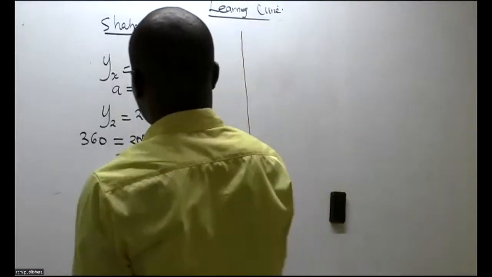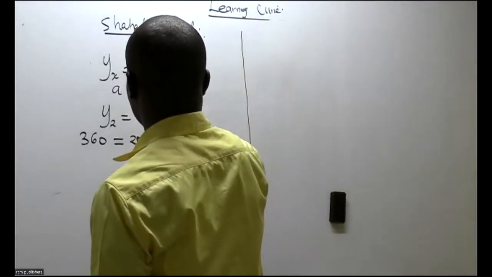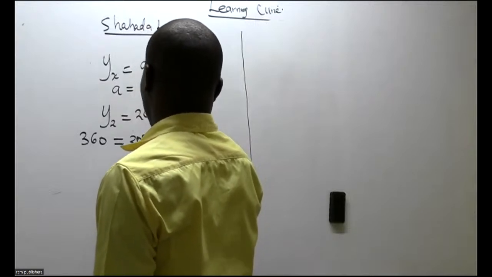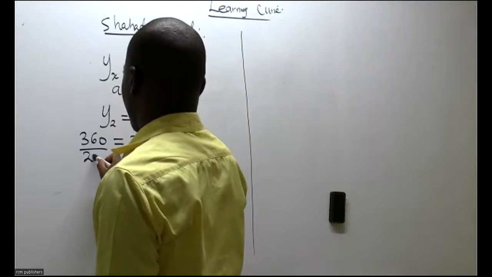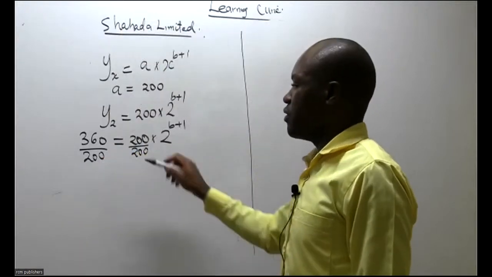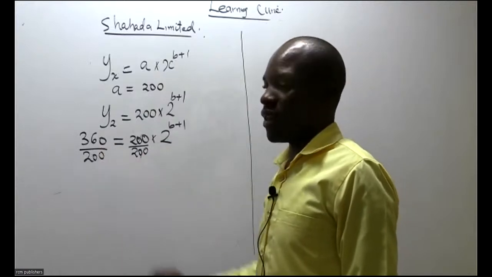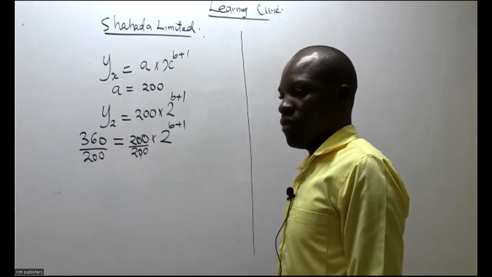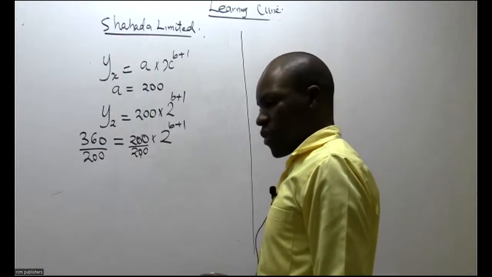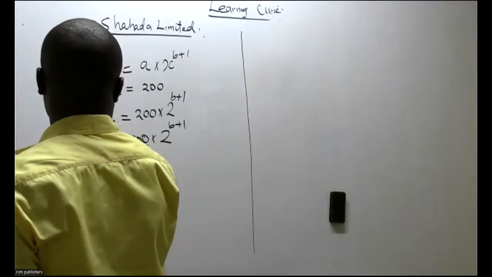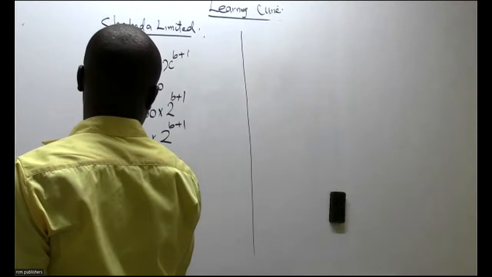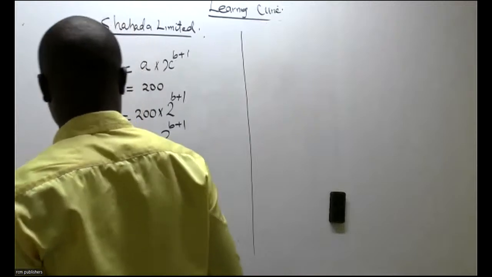At this point, to make this simple, divide both sides by 200. What are we going to have? Of course, this one will be 1. How about the other one? We'll be having 1.8, which is equivalent to 2 raised to the power B plus 1.